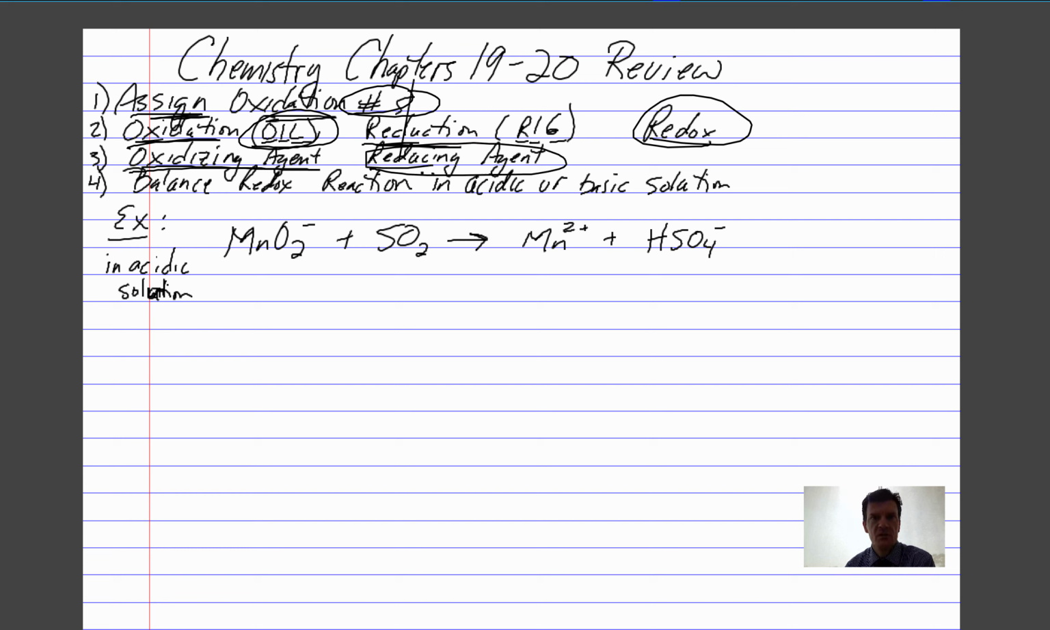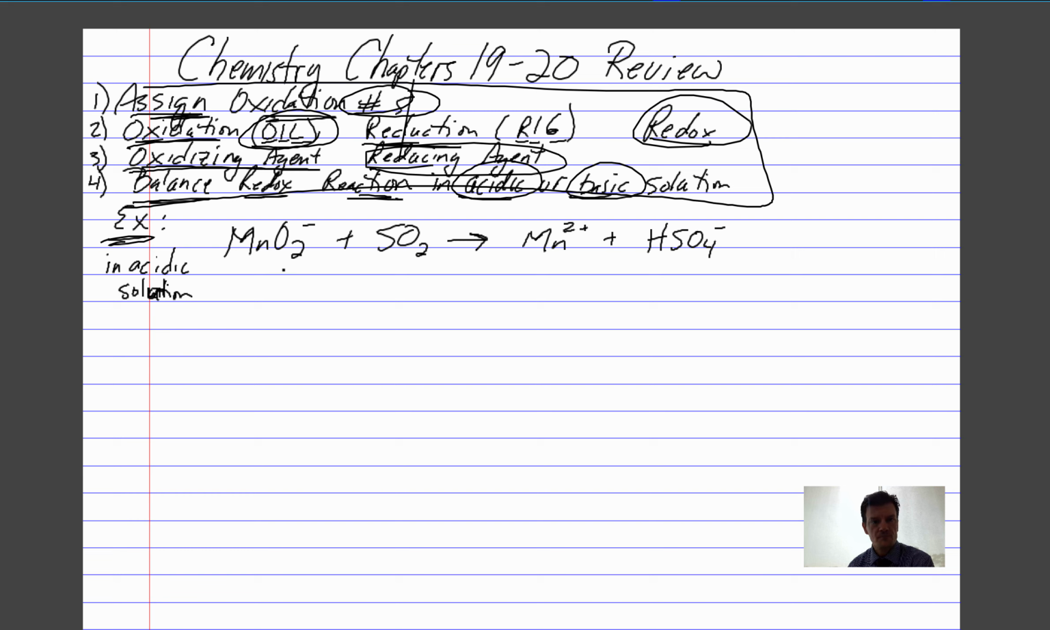We have to be able to balance redox reactions, and we're going to do it in acidic or a basic solution, and I'm going to show you how to do that right now. So this example, I hope, is going to incorporate everything here that we just mentioned, the items 1 through 4 that you are responsible for. So let's first assign oxidation numbers.